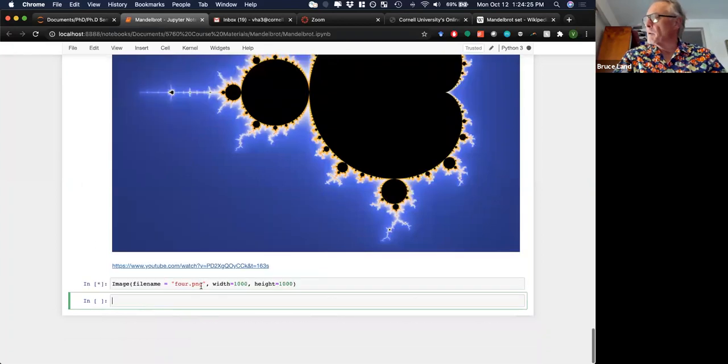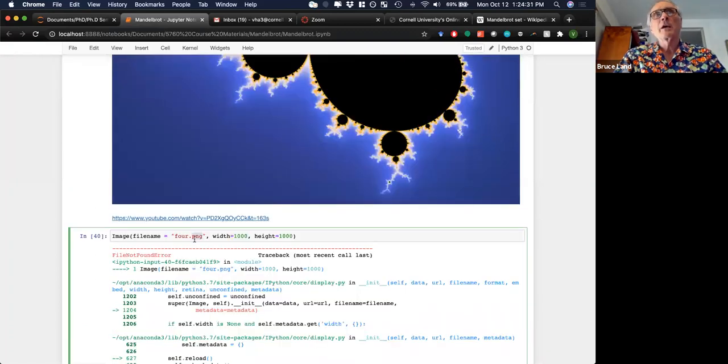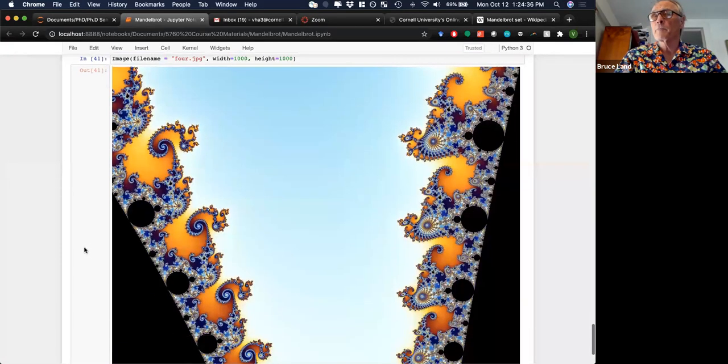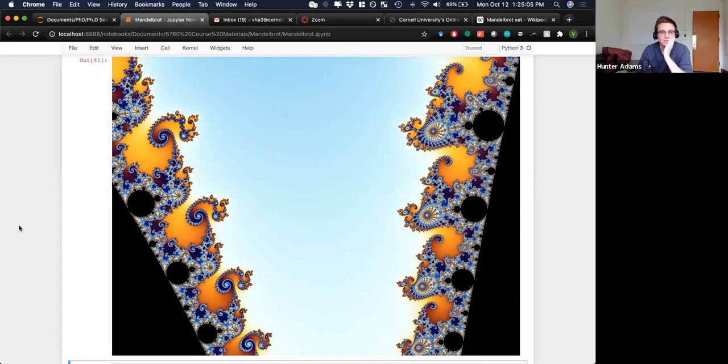But the first main result that Hubbard and Douady managed to prove is that this set is connected. There is a boundary, and the points inside the boundary converge, and the points outside the boundary diverge, and the boundary is arbitrarily complex. Unbelievably slow computers by modern standards. Anything else, Hunter? I don't think so.